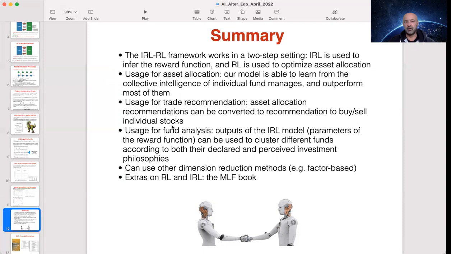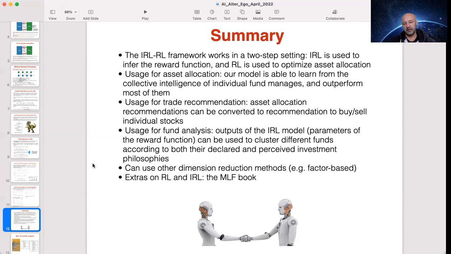Right. There are also other uses of this approach. So, for example, we can use it in order to segment and classify different mutual funds according to both their declared investment philosophy, meaning what is written in the prospectus and what is the benchmark, and also the perceived one via inferred parameters of its reward function. So we can use it in order to do clustering of those funds.